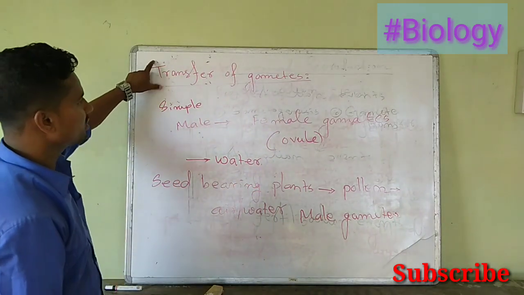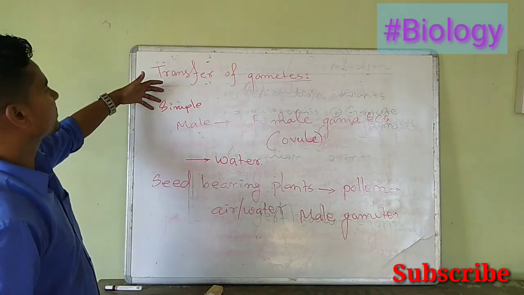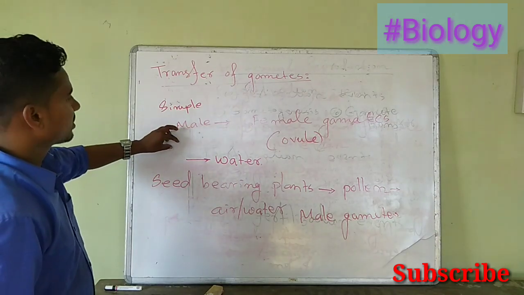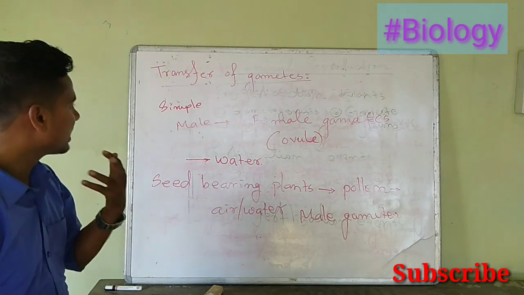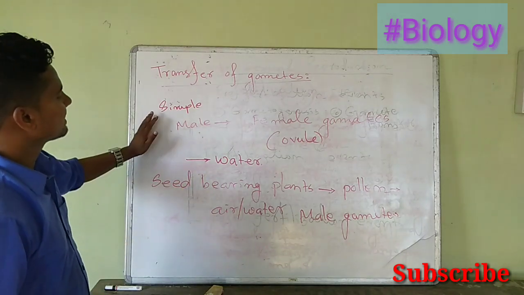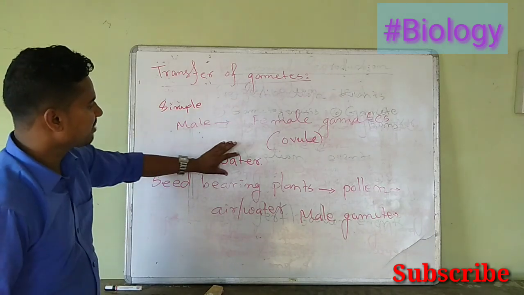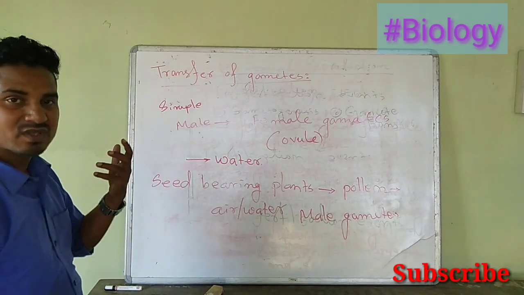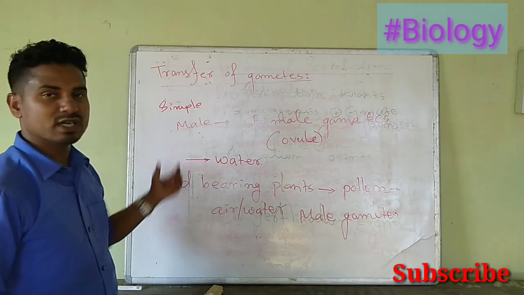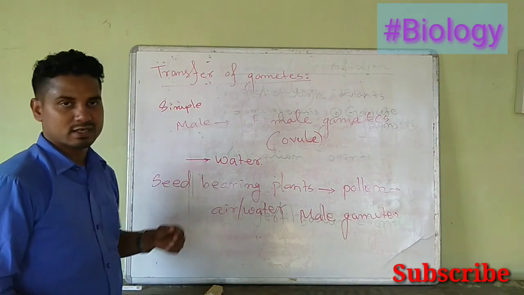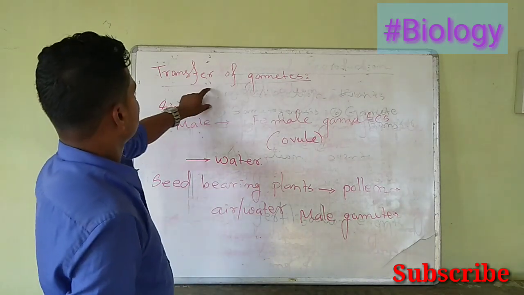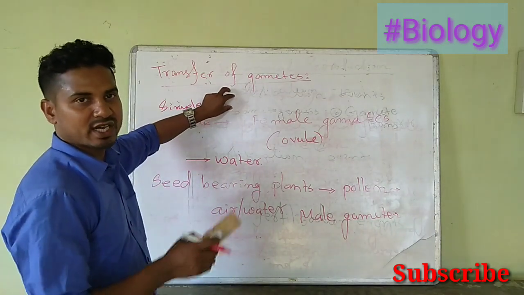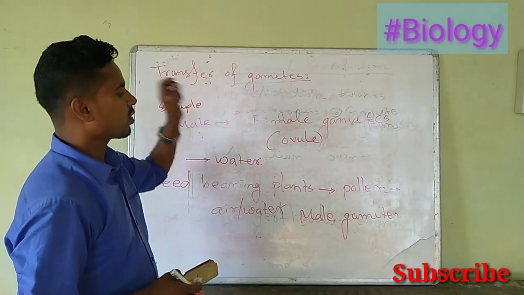I am repeating it once more for your better understanding. In case of simple organisms, both the male and female gametes are motile and they usually transfer by means of water. But in case of seed bearing plants, the male gametes along with pollen grains transfer to the ovule by means of air or water. The next two parts, that means the fertilization events and post-fertilization events, will be covered in the next video.